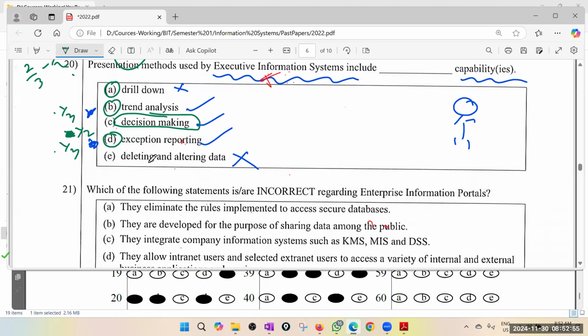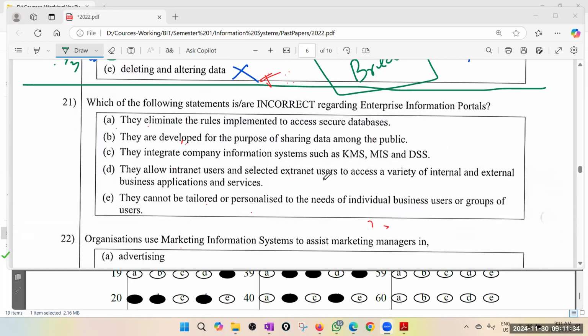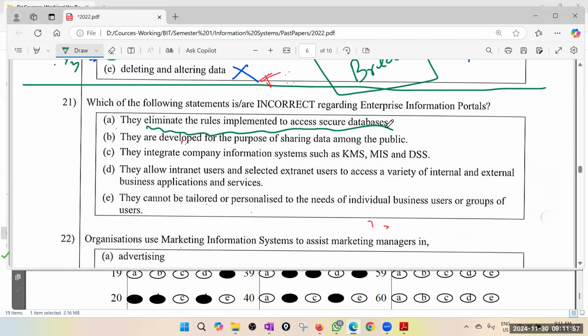Right. Which of the following statements are incorrect regarding enterprise information portals? Enterprise information portal means an information portal for the enterprise, the organization. They eliminate the rules implemented to access secure databases. I don't think they can eliminate the rules to access the databases. That is a pretty bad thing to do. I'll say no.